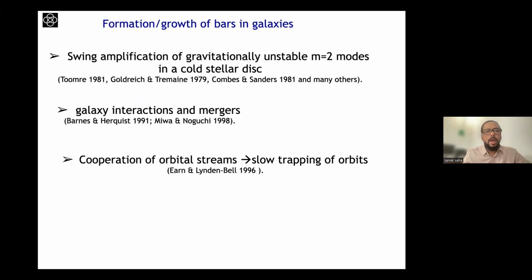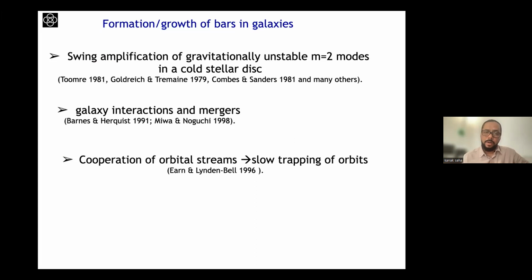So there are several mechanisms for the formation and growth of bars in galaxies. Of which, the classic one is the swing amplification of the gravitationally unstable m equals 2 mode in a cold stellar disk. There are tons of work on this. And then if you have galaxy-galaxy interaction or merger, we will see that because we have some results from the merger case also, they also seem to excite bars in galaxies.